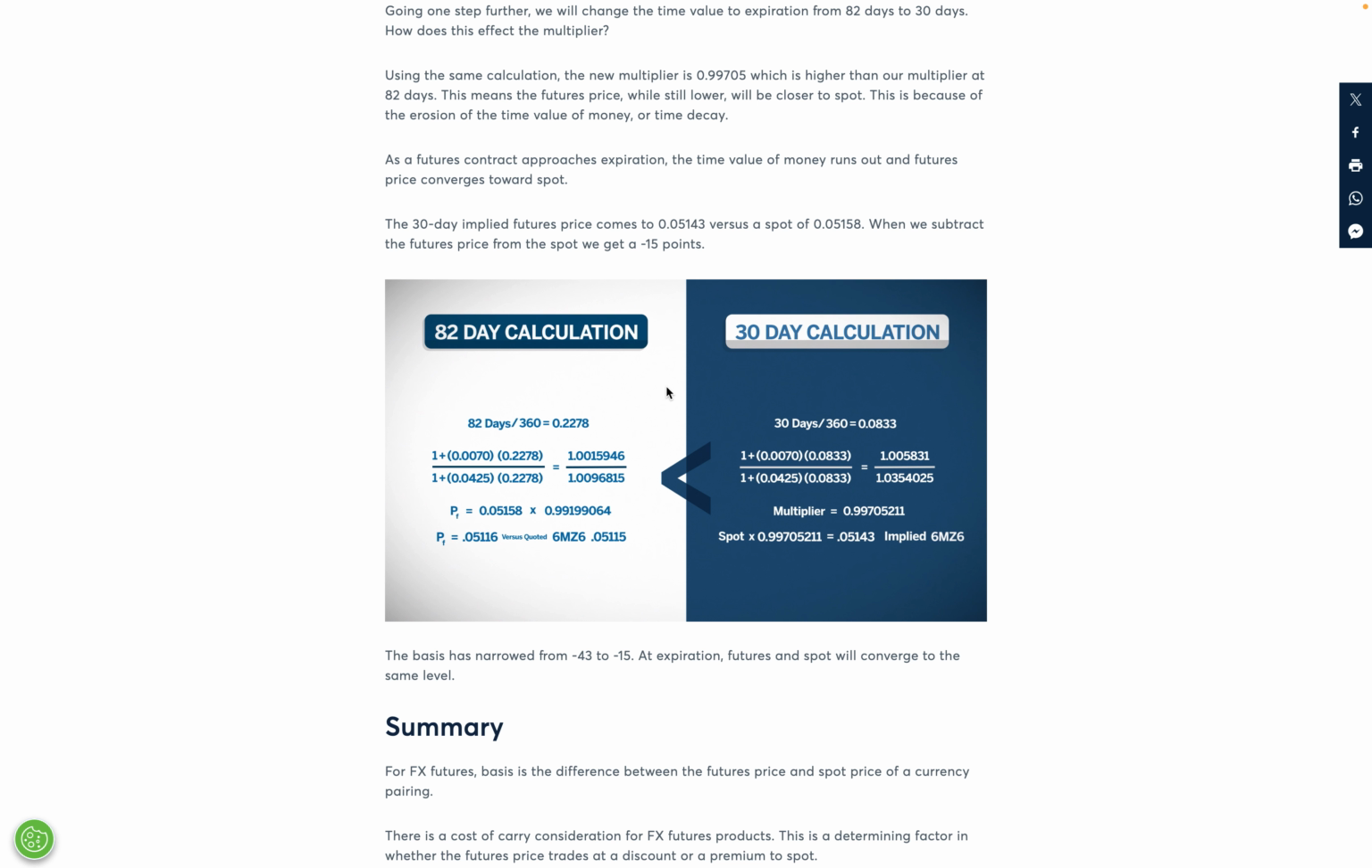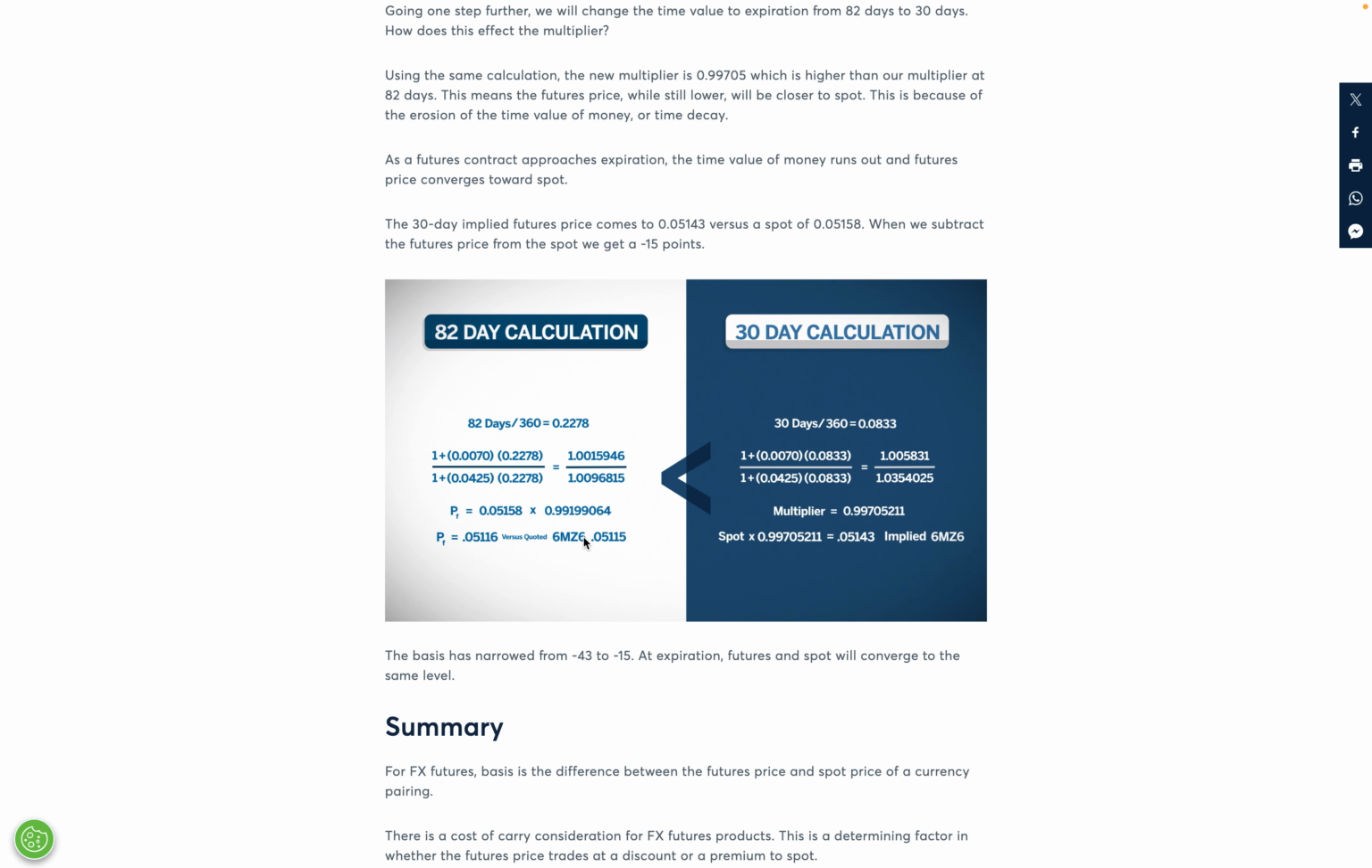So these are the multipliers. Sorry, not multipliers, the calculations. So it's 82 days, 30 days, 6MZ6. 6M means Mexican pesos. Z means, what does Z mean? Does it mean December? I'm not sure. I think it means December, and 6 means the year 2016.